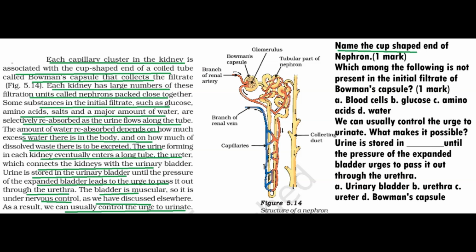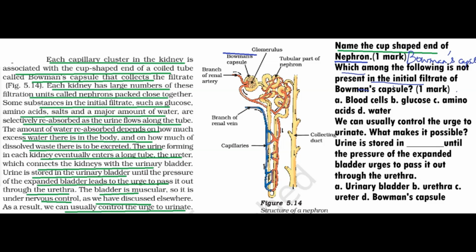Name the cup-shaped end of nephron. The cup-shaped end of nephron we can see here in the diagram. It's this Bowman's capsule. Next is, which among the following is not present in the initial filtrate of Bowman's capsule? So there is initial filtrate listed here. That is from the glomerulus. After filtration, what is getting filled in this Bowman's capsule, that is called initial filtrate. So these are the options.